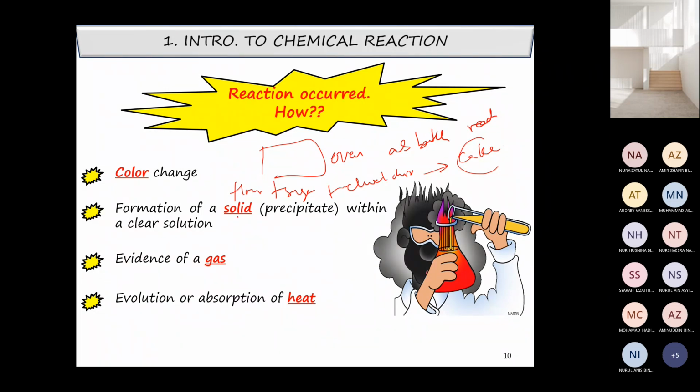And then formation of a solid precipitate within a clear solution. This one you cannot compare with this example, it is different. And then we have evidence of gas. Sometimes from the reaction, it will produce a gas, for example like H2O or CO2. And then evolution or absorption of heat. That's why we have the terms endothermic and exothermic, whether the reaction needs heat to occur or it can release heat. This one I will explain later on.